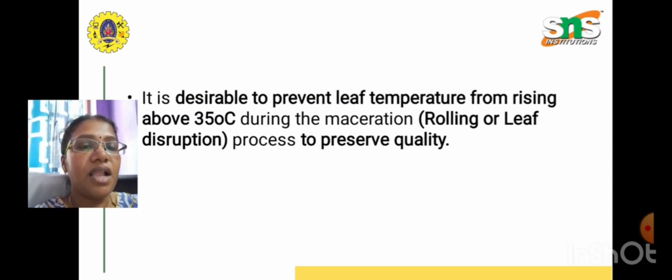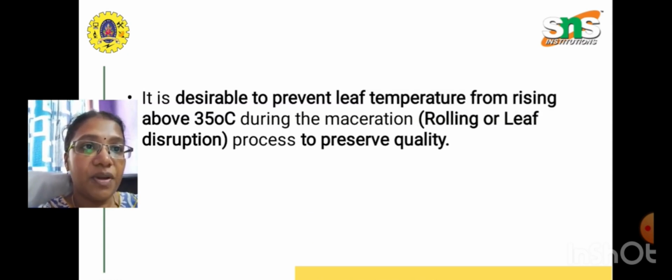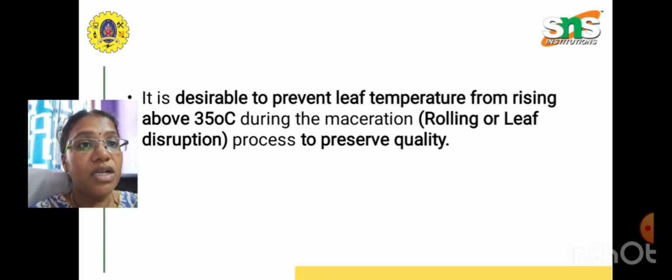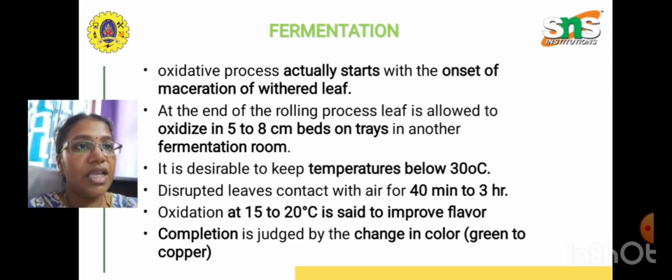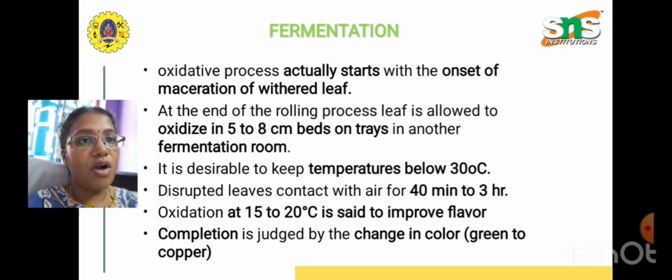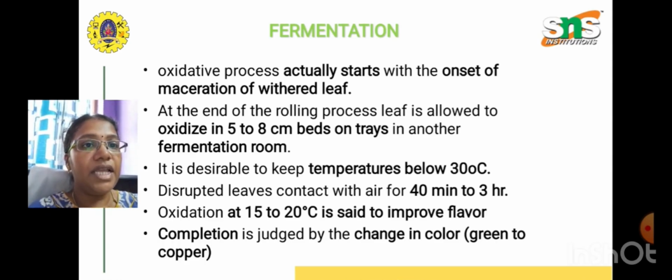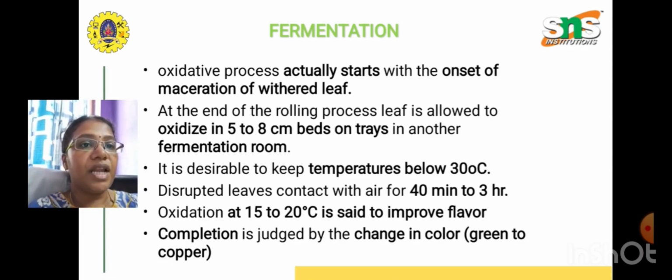It is also desirable to prevent the leaf temperature from rising above 35 degrees during the maceration process to preserve quality. Then the fermentation process. Fermentation is an oxidative process that starts with the onset of maceration of the withered leaf. It is desired at a temperature below 30 degrees Celsius, and the leaves are aerated with air for 40 minutes to 3 hours. Completion is judged by the change in color from green to copper.